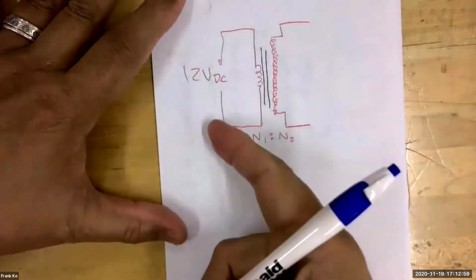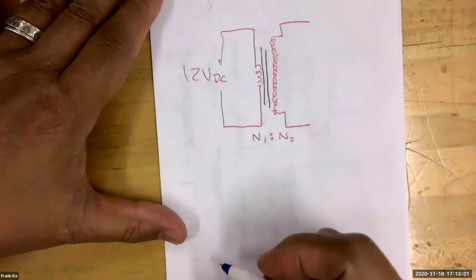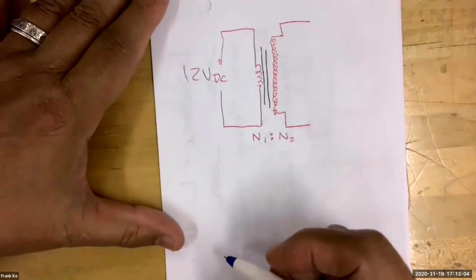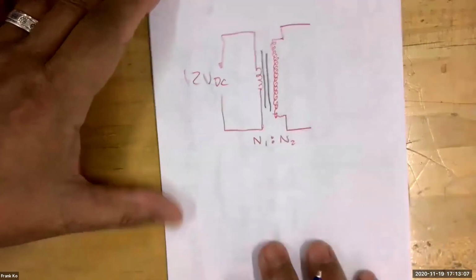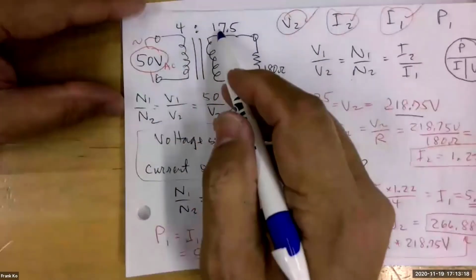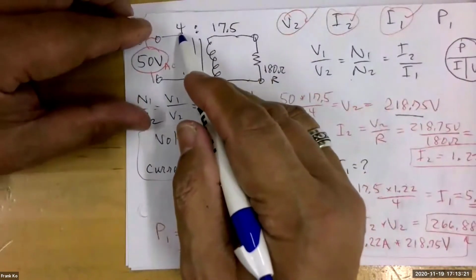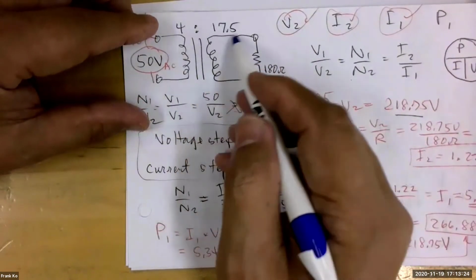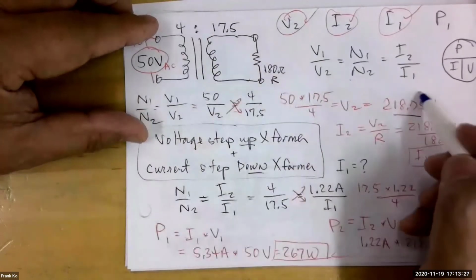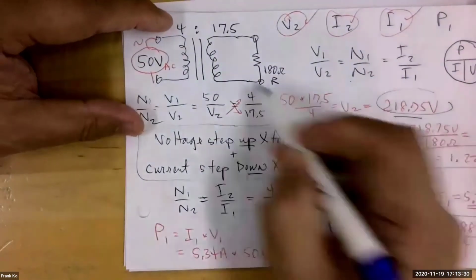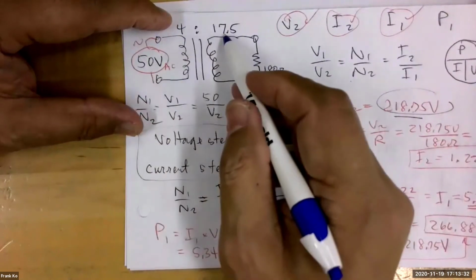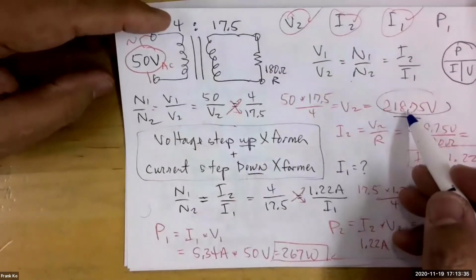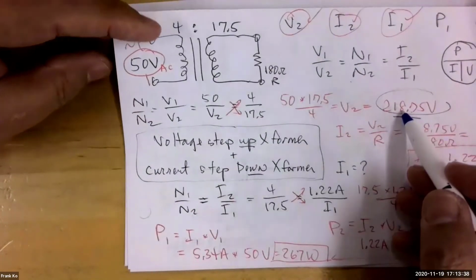So what do you think? Is this going to be a voltage step up or voltage step down transformer? Wherever I have more turns, if we look back at all of the other illustrations that we've done, if I have N1 smaller than N2, wherever I have the larger N is going to be where I have the larger voltage. So this side being 4, I had 50 volts. This side being 17.5, I had 218.75. So the larger N number is where I'm going to have the larger volts.